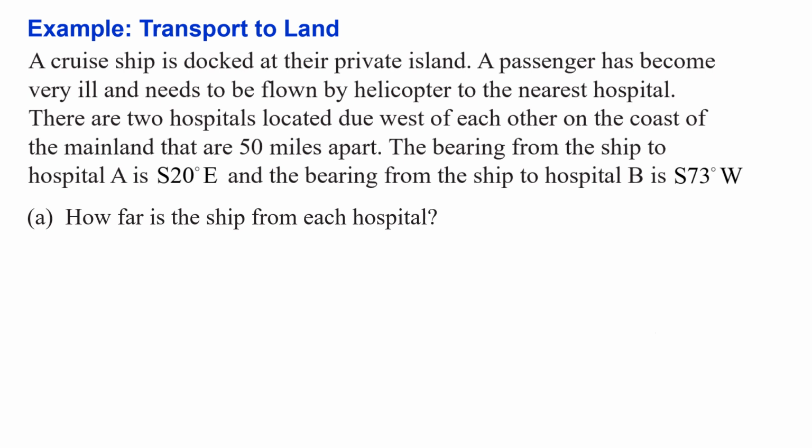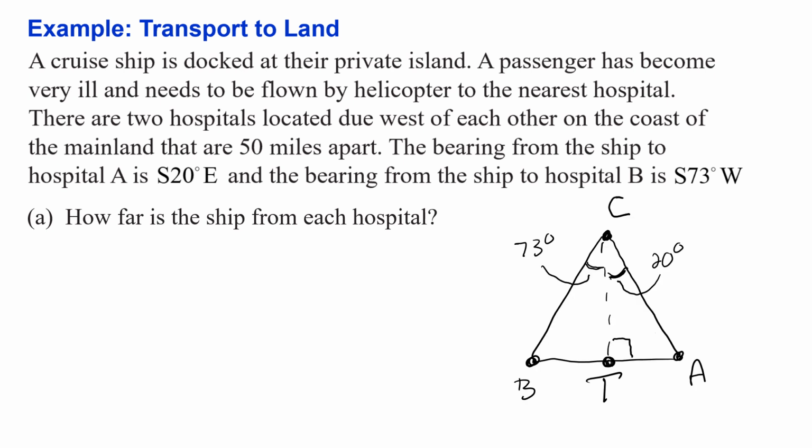Part A asks, how far is the ship from each hospital? Well, let's first sketch a diagram to visualize this scenario. We're going to draw a triangle with vertices A, B, and C. Now, vertex C represents the location of the cruise ship, while points A and B represent the hospitals A and B respectively. A line segment BA is the horizontal leg representing the distance between the two hospitals. And we could drop a vertical line from point C that represents the south line, and it connects to line segment BA at point T, forming a right angle.